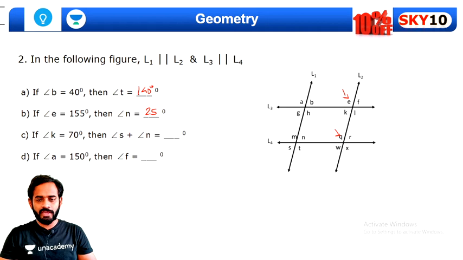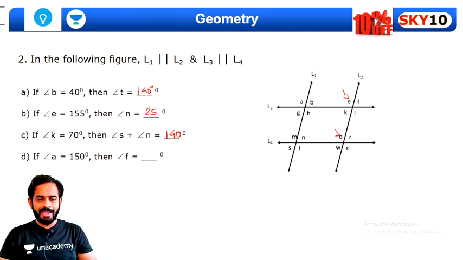Right? The value of K will be equal to the value of W, because of corresponding angles. Similarly, whatever the value of W is, the same value will be given to S also, because again they are corresponding angles. And whatever the value of S is, it will be equal to N, because S and N are vertically opposite angles to each other. So the value of S is 70, the value of N is also 70, so the total comes out to be 140 degrees.